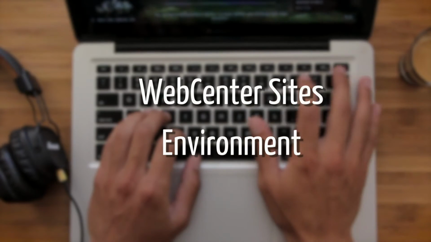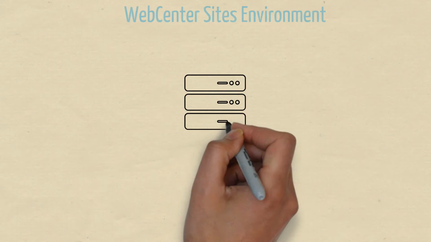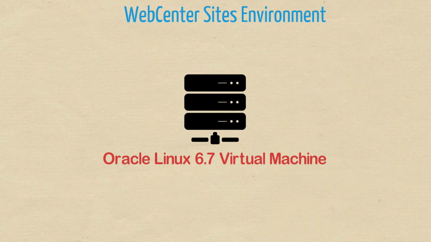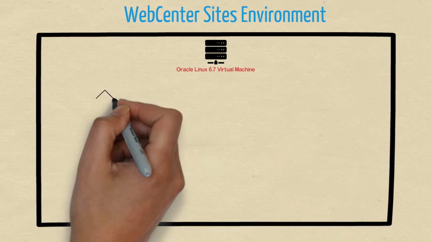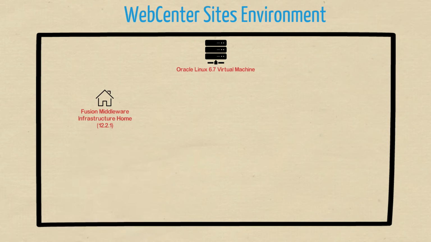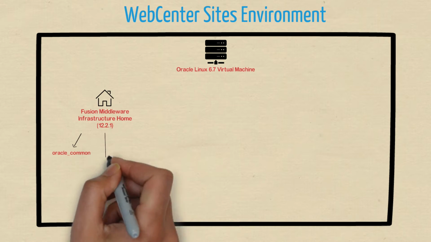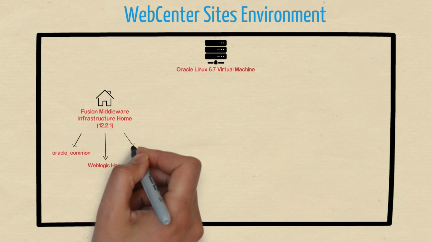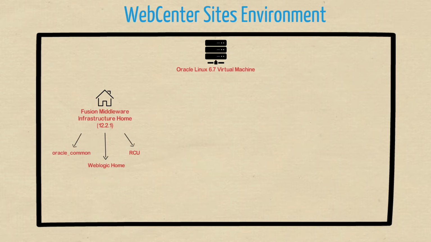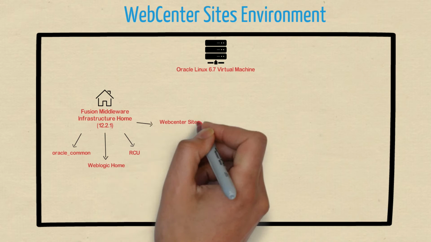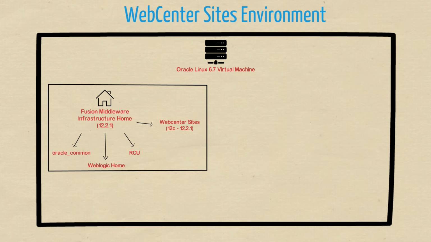Now let me tell you about the environment we'll be building today. As I said earlier, we'll be using an Oracle Linux 6.7 64-bit virtual machine. WebCenter Sites runs on top of Oracle WebLogic Server. And in 12c, we don't need to install WebLogic separately. It comes as part of the Fusion Middleware Infrastructure installation, along with Oracle Common and RCU. It also installs EM and JRF domain templates. So we'll be installing Fusion Middleware Infrastructure 12c, that is 12.2.1. And in the same middleware home, we'll install the WebCenter Sites product 12c, that is 12.2.1 as well.